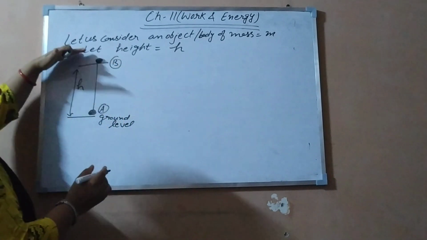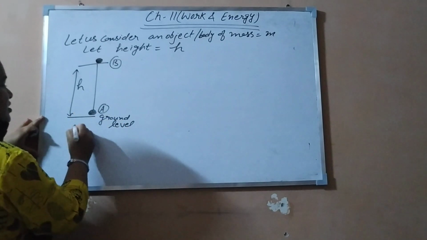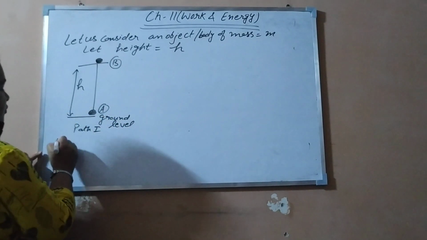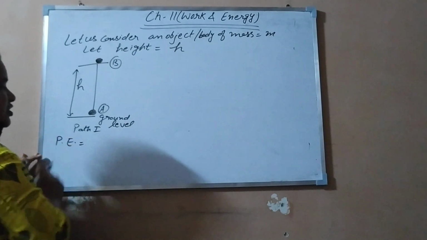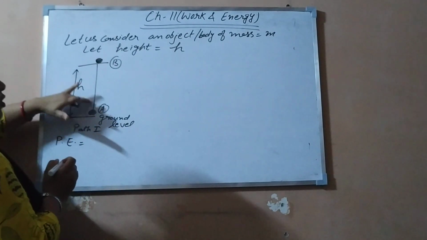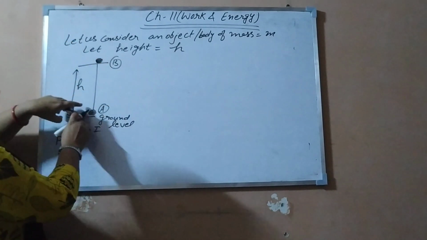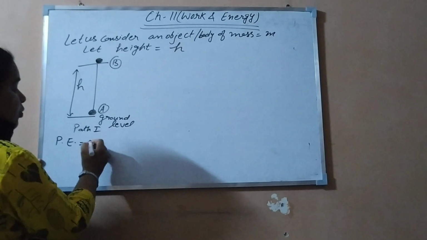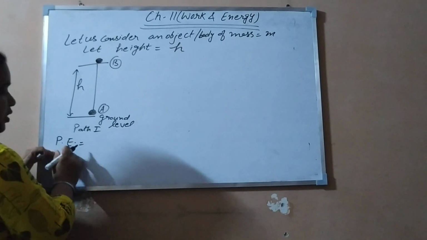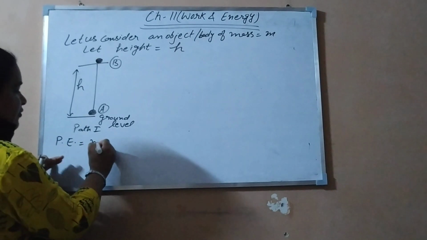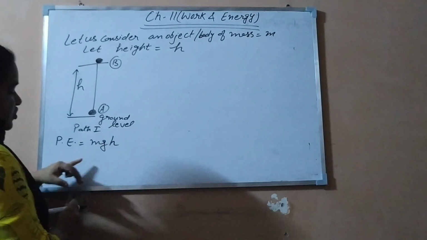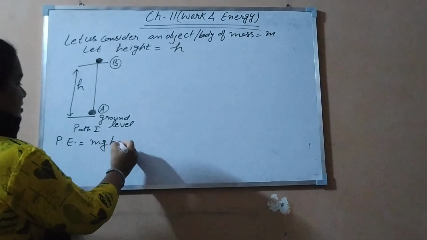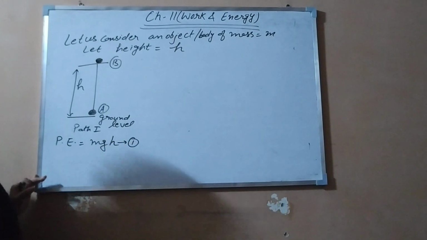So we are raising it. This is path 1. So what is the formula for the potential energy? It is equal to the amount of work done on the body, which is stored inside the body as potential energy. We have calculated that formula: mgh. We apply a force equal to the weight of the body, and raise it through the height h. Let us take this as the first equation.